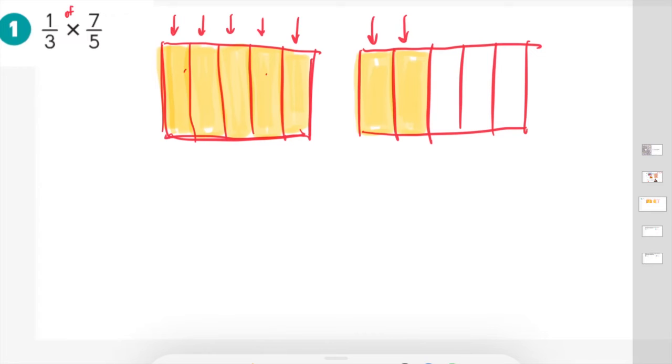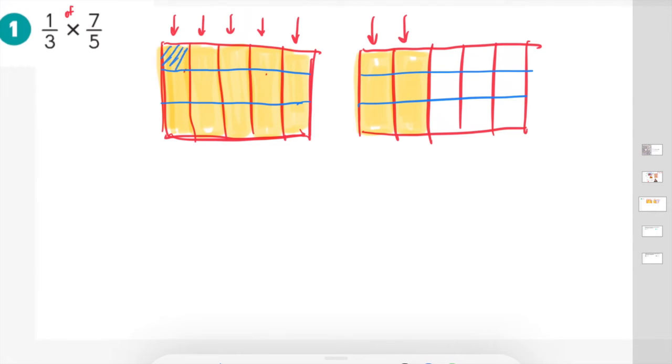So really, the mixed number would be 1 and 2/5. You can kind of see that pretty easily right now, can't you? Okay, so we have 7/5, and now we want to take 1/3 of 7/5. So let's divide those fifths into 3 equal parts. Okay, and now we're going to shade in 1/3, where 1/3 intersects with 7/5.